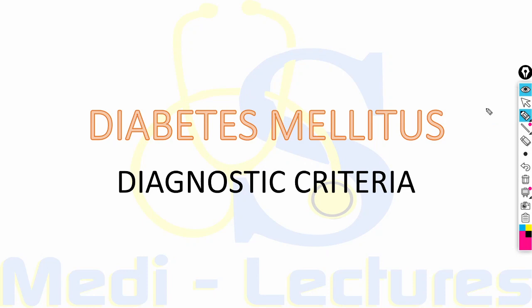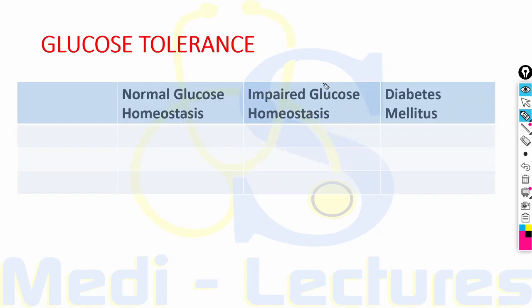In today's episode, we will discuss the diagnostic criteria of diabetes mellitus. First of all, the glucose tolerance can be divided into three different categories. First is the individuals with normal glucose homeostasis. Second are the individuals who have impaired glucose homeostasis. And third are those who are known cases of diabetes mellitus.